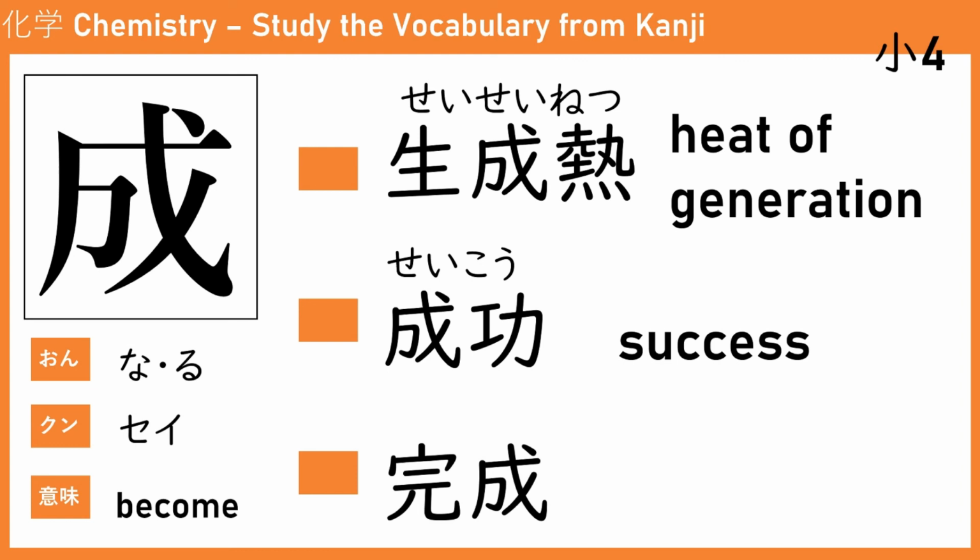The next one is kansei. The first kanji kan means to finish, while sei is to become. So kansei means complete. When you complete the report, an experiment, or a research paper, it means kansei.